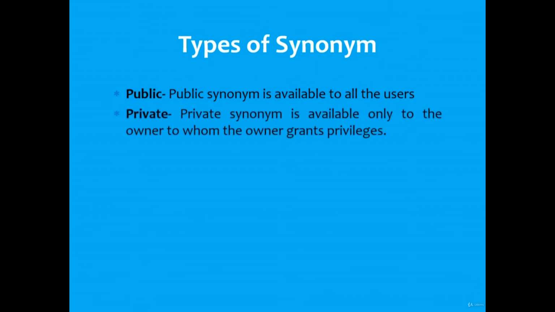Types of synonym. First type, public. A public synonym is available to all the users. Second type is private. A private synonym is available only to the owner and to those to whom the owner grants privileges.